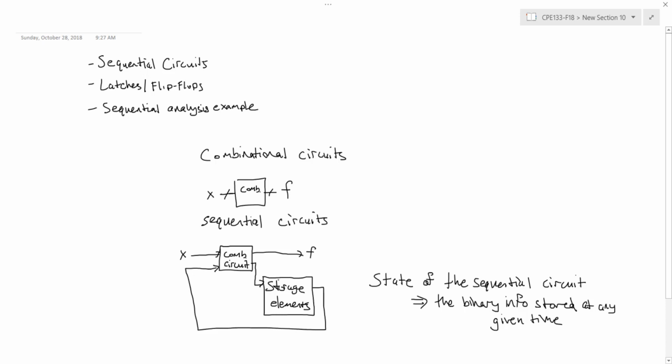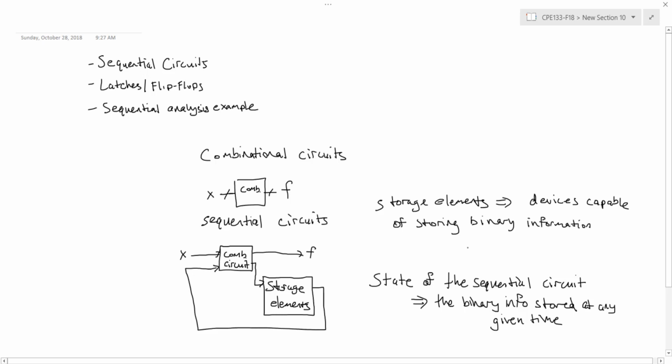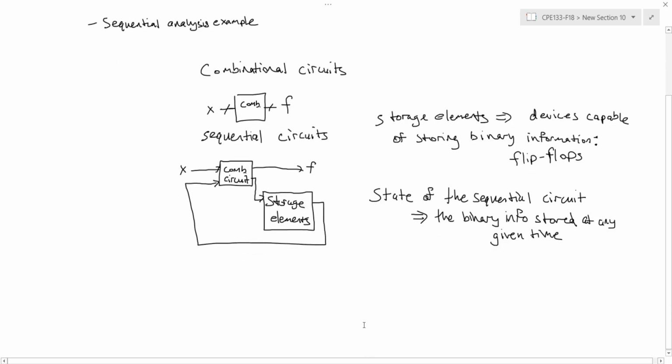Now, as you can tell then, sequential circuits can allow us to build more complex circuits, which not only depend on the current inputs, but also on what's occurred in the past, remembering some history with these storage elements. Or in other words, the output is dependent on the sequence of events that happen with the circuit. It may also be easier to implement a given application with a sequential circuit as opposed to a purely combinational circuit. Now, the storage elements in a sequential circuit are basically devices capable of storing binary information, and an important example of one of these devices is the flip-flop, which we'll talk more about in a second.